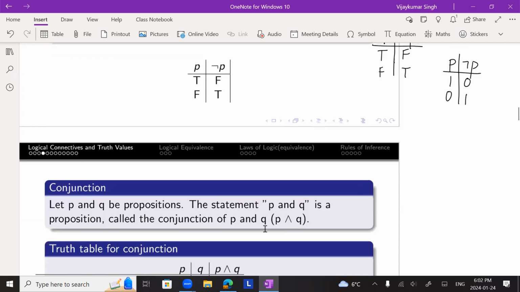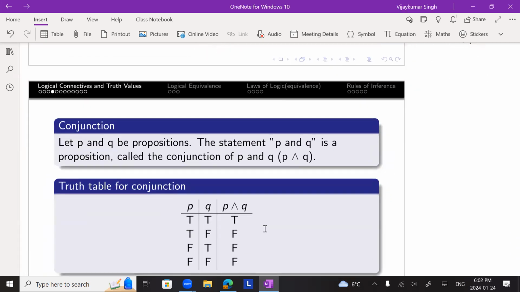Let's look at a few more. Then there is another statement called conjunction. So what is a conjunction? Let P and Q be propositions. Now in this case, we are combining two propositions together. Conjunction is denoted by this wedge sign, and it is read as and. So when I'm reading this, I read it as P and Q.